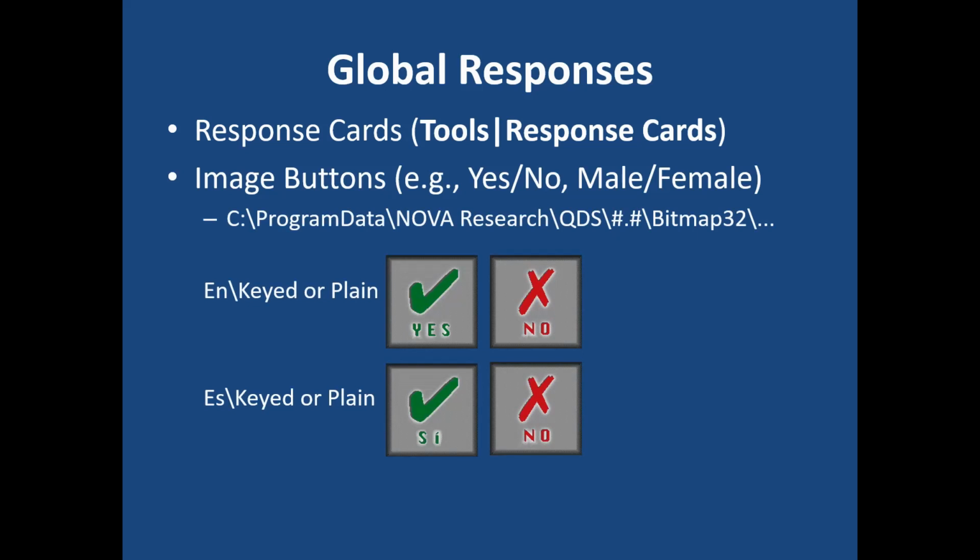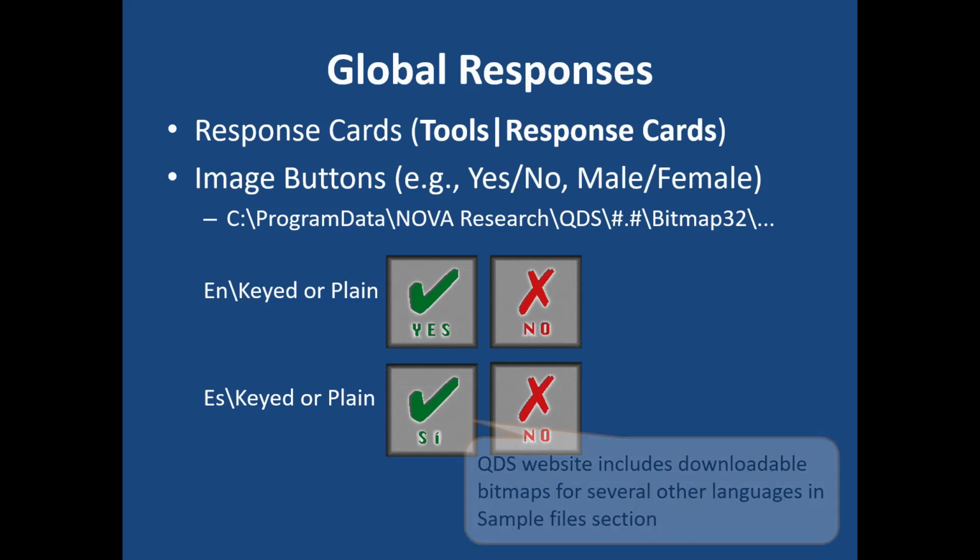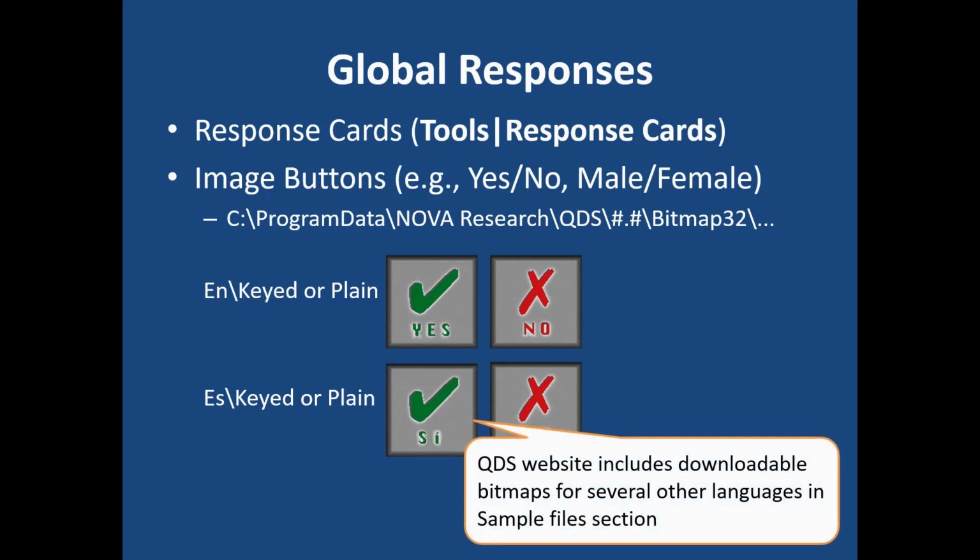English buttons are included with your QDS installation at this default location. For example, these are included in the English yes, no buttons. You can add button files for any number of other languages into their own folder locations. Nova's website does include downloadable bitmap button files for several other languages. See instructions in the online help for how to install and use those.